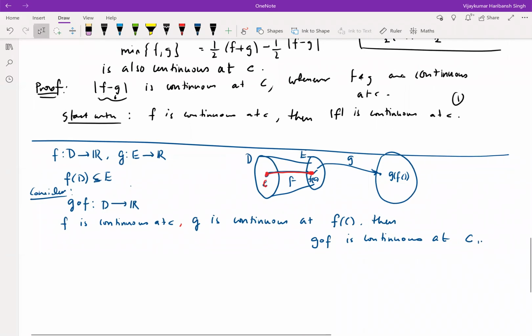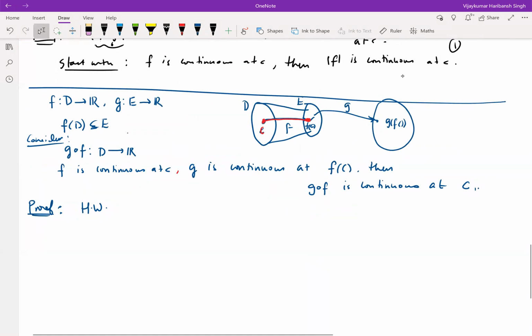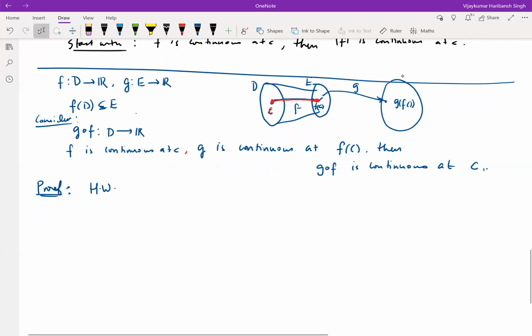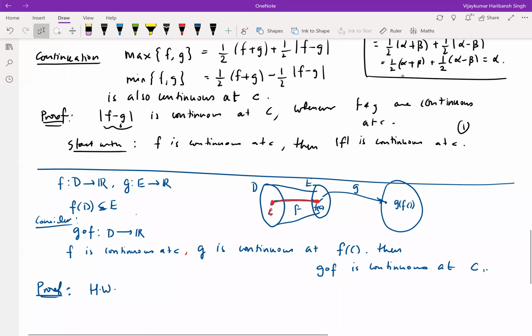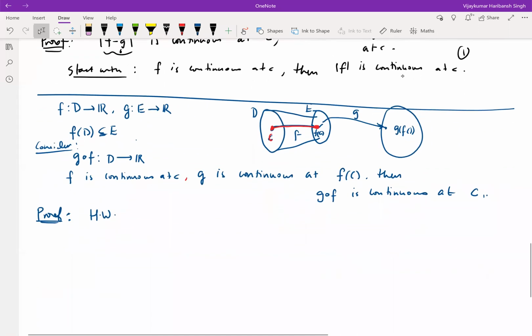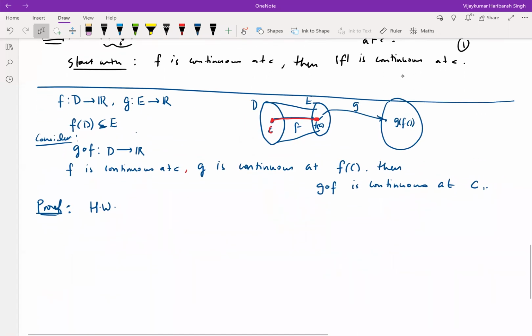Now the proof of this is not hard. You can use any proof really. I mean, you can either use the epsilon delta proof, or you can use sequential continuity, or you can use the neighborhood concepts. Any one of them will work. So let me give you that as homework, right? Okay, so this is about the composition of two functions being continuous. Now comes the next theorem.